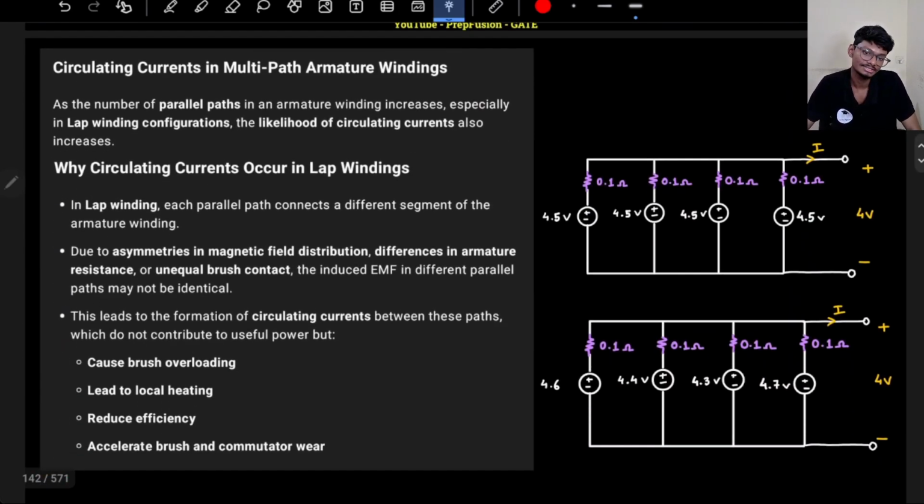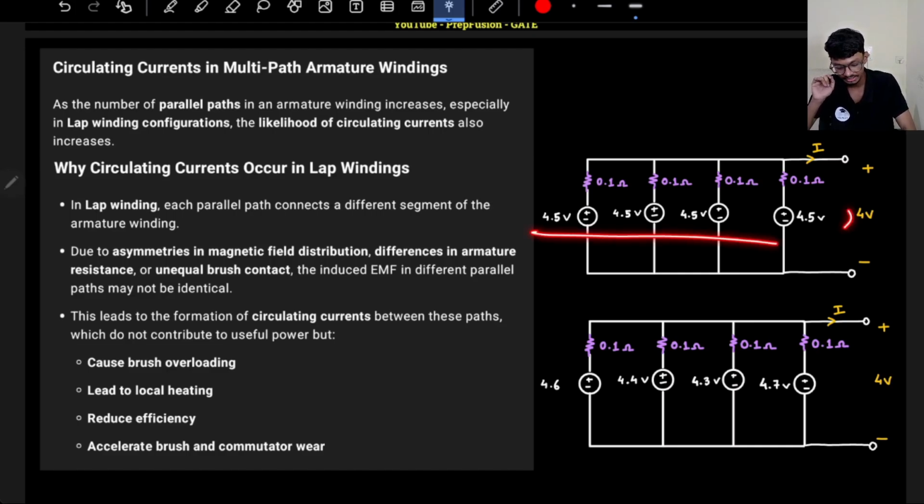Now let's discuss the problem of circulating current in lap winding. What is the problem of circulating current in lap winding? In lap winding, as there are multiple coils connected in parallel, even if there is a slight change in the voltage levels of the coils due to some problem, due to unsymmetry, or like one of the coils has just 1 turn more or 1 turn less, then it will induce more voltage. So due to that, there can be a flow of circulating current.